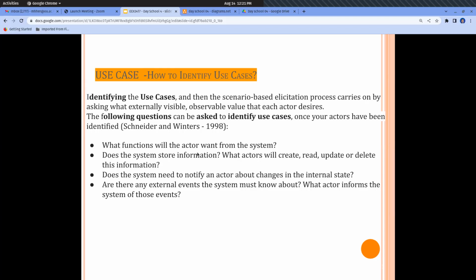What functions will the actor want from the system? Does the system store information? What actors will create, read, update, and delete this information? Does the system need to notify an actor about changes in the internal state? Are there any external events the system must know about? What actors inform the system of those events?